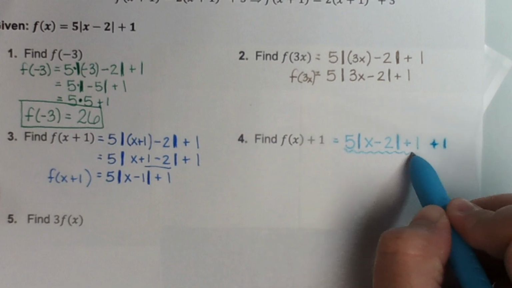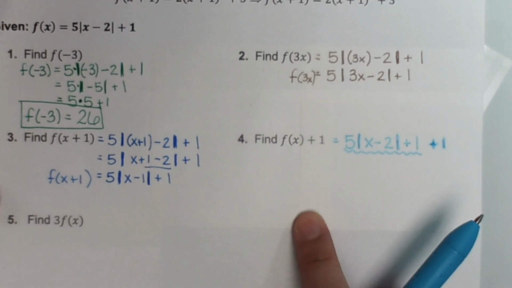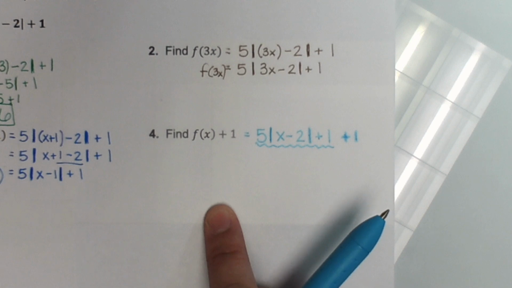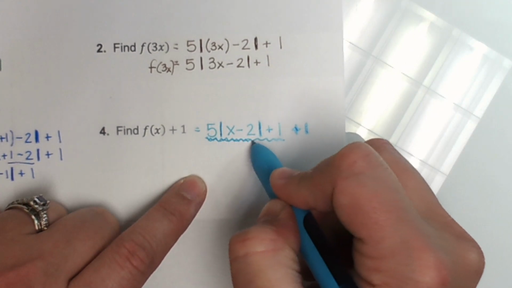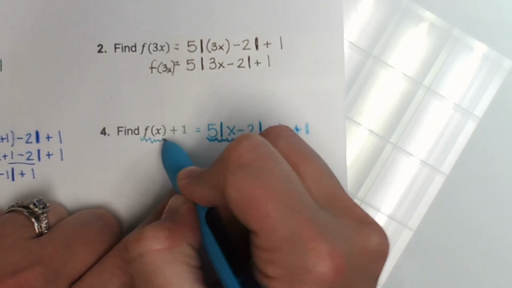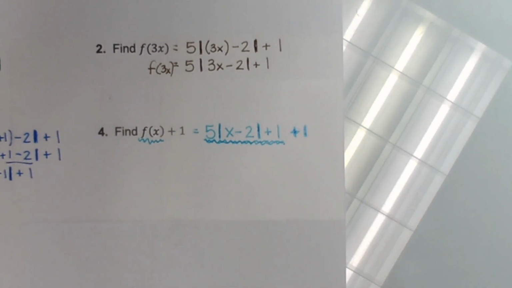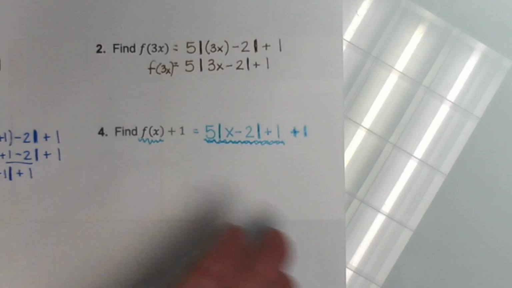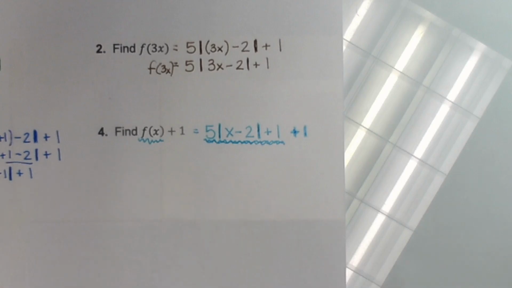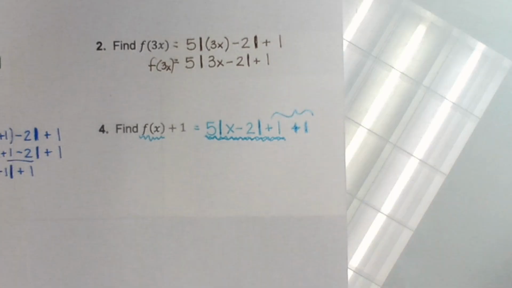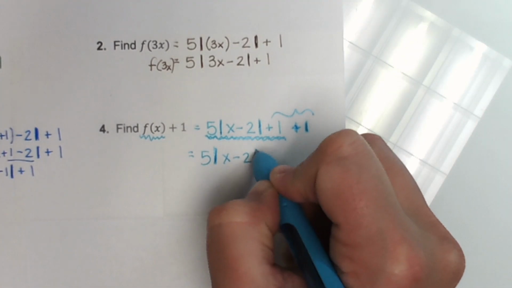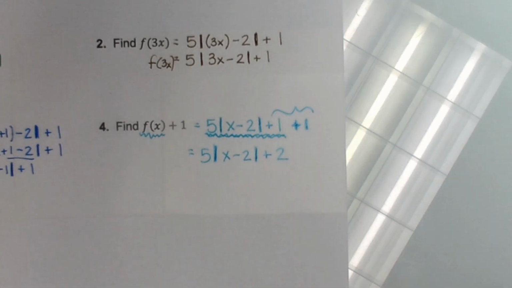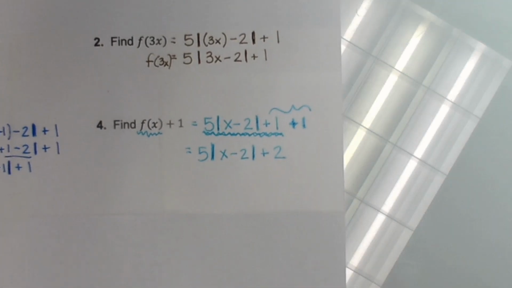This part right here was all just the original f of x. This was the original f of x function. That's this piece. And it said to add 1 to it. Can I simplify any of that? The two ones could go together. 5 absolute value x minus 2 plus 2. That's it. That's all I can do.